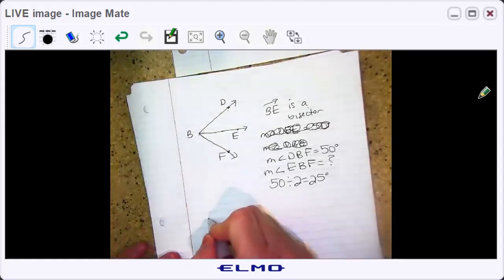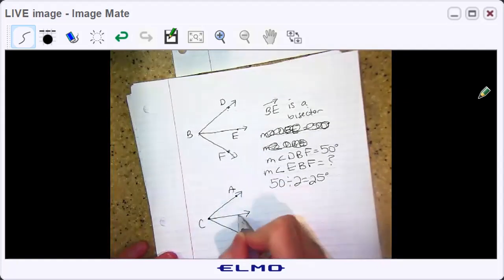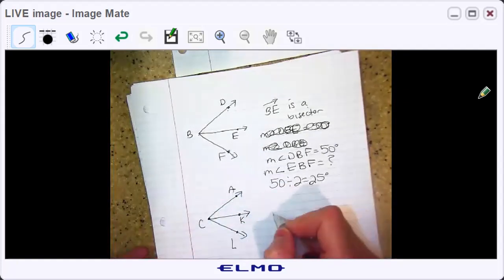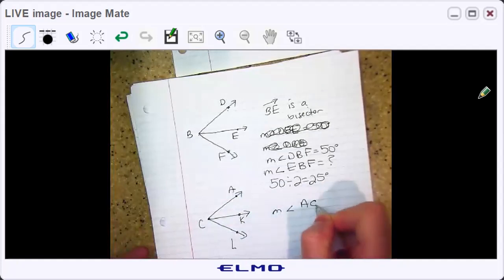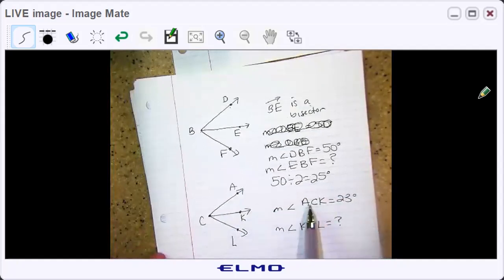All right, and one other way this problem could work, again, I could give you another angle bisector problem. See if I can do this one without messing it up. All right, and I could say measure of angle ACK equals 23. And I want the measure of angle KCL. Well, again, you have to be careful about what information they're giving you and what information they're looking for. So ACK is 23. That means 23 is this top angle. And KCL, trace it out, KCL is this bottom angle. So that's going to be the same thing because an angle bisector cuts the bigger angle into 2 equal parts.